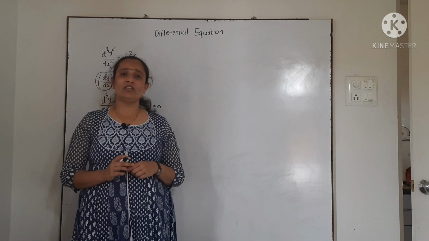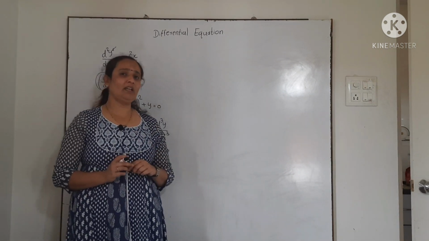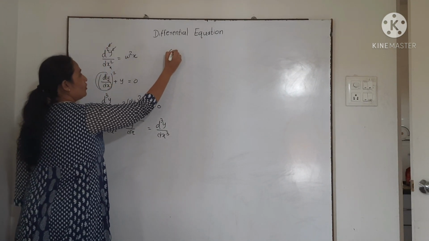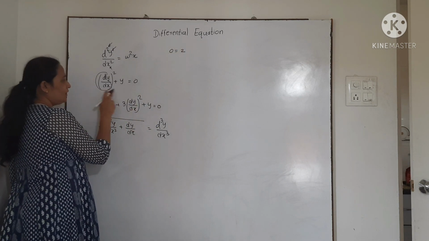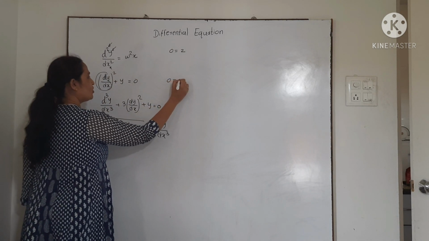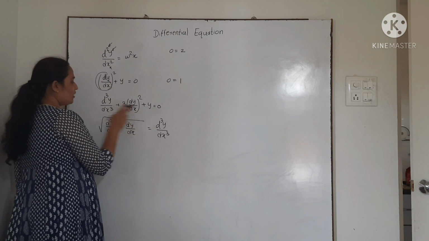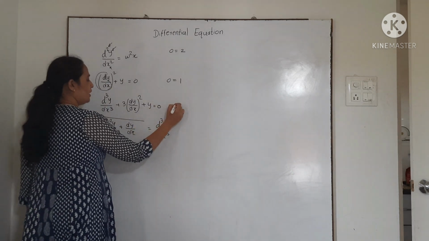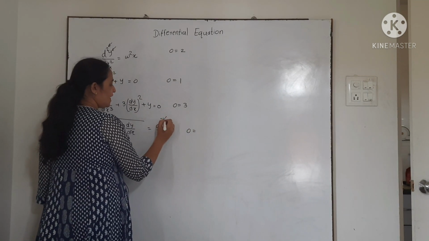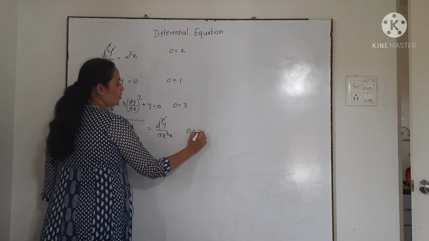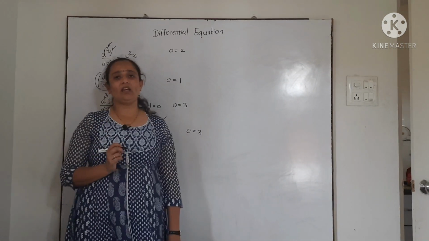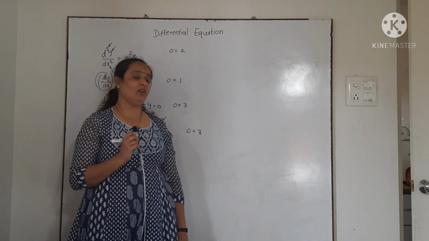Then comes the order of differential equation. Order of differential equation is nothing but the highest order derivative appearing in the equation. If you see this example, what is the highest order derivative here? 2. So order of this differential equation is 2. Similarly, if you observe this, it is (dy by dx) square plus y. So order of this differential equation is 1. Here the highest order derivative is d cube y by dx cube. Therefore, order of this equation is 3. Similarly, here the highest order derivative is 3. So, order of this differential equation is 3. So, what is order? Highest order derivative appearing in the equation gives us the order of differential equation.